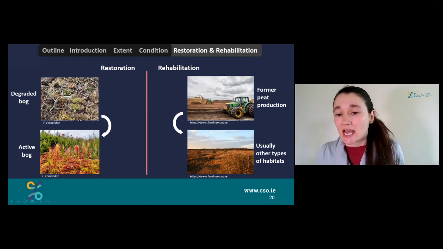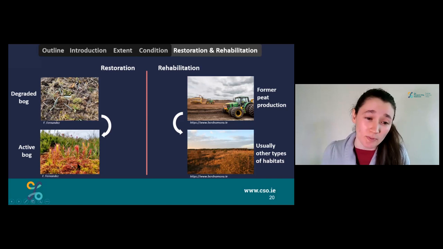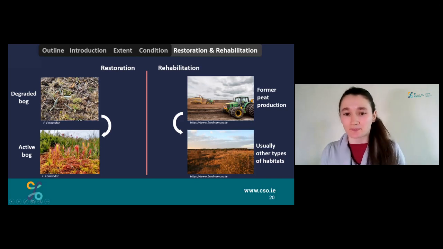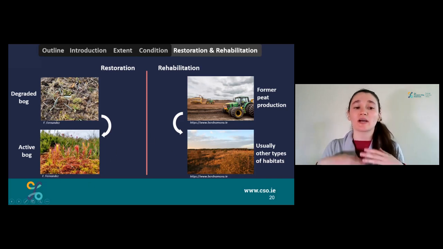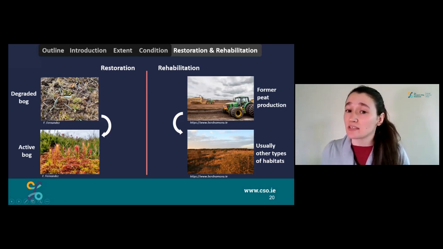Rehabilitation, on the other hand, refers more specifically to former peat production areas. These areas have often changed drastically from natural peatlands, and this is why usually other types of habitats developed instead, such as shrublands or woodlands. The goods and services provided by these new ecosystems may not be equal to the goods and services that are provided by natural peatlands. And this is the crucial difference between restoration and rehabilitation. In one case, we go back to an active peatland. In the other case, it is not necessarily the case.